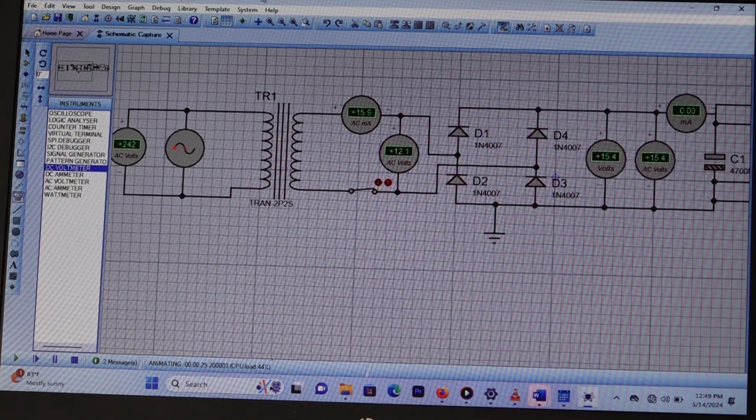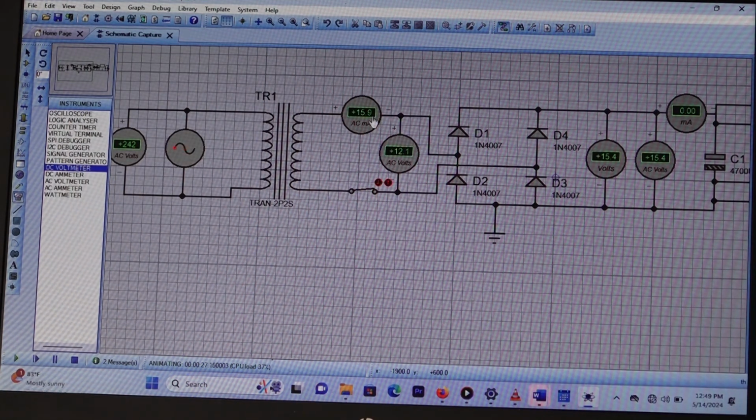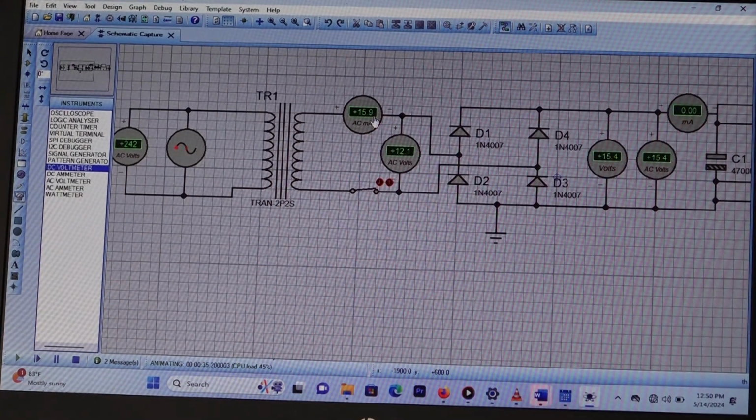Previously, the value measured by this AC milliammeter was what? It was 0. Now, after connecting loads which have internal resistance and consume some current, the measured AC current is 15.9 milliampere. Something happened. Are we together?